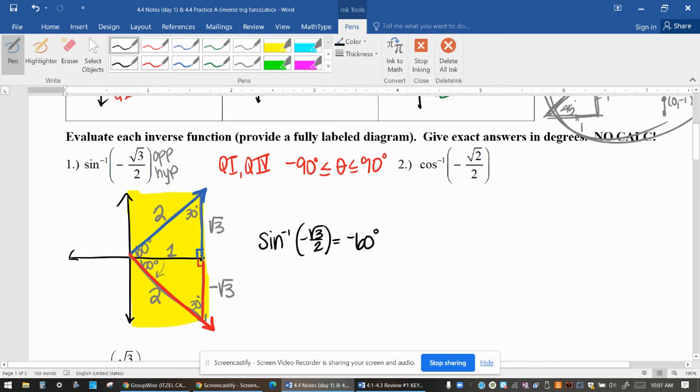Now, some of you might be thinking, well, how come we can't give the angle 300, right? Because 300 would go down and around and end in the same spot. Well, 300 is not within the restriction. 300 is too big to be in this interval, right? Between negative 90 and 90. So you can't give 300 as an answer. Your only possibilities are 60 or negative 60.